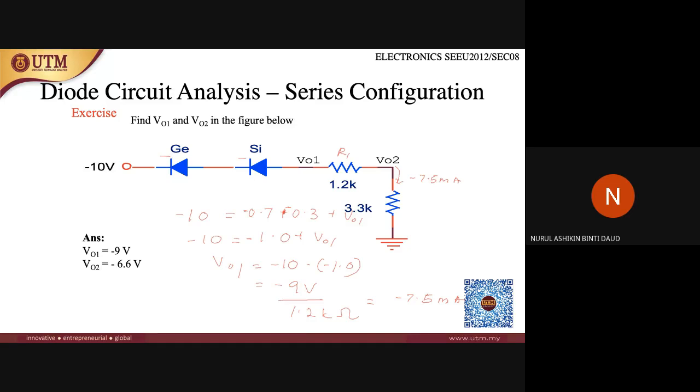Alright, so at VO2, how much is the voltage here? What did I do? So VO1, so VO2 is, just a moment. In this case, I think the special scale.